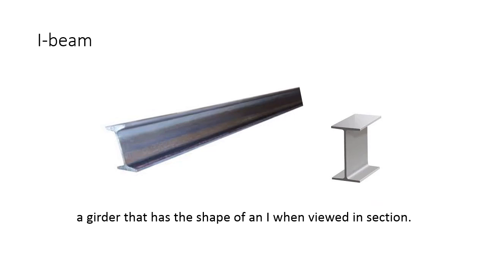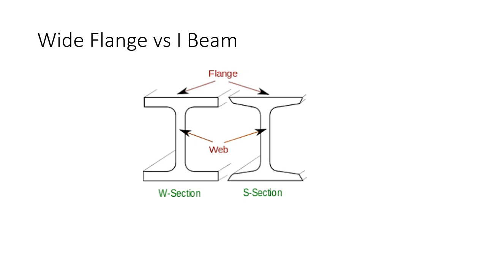Here's an I-beam. It's a girder that has the shape of an eye when viewed in the section view. So if you take a section view of it, if you look at it from the end, it looks like the letter I. Hence, it's an I-beam. When we're dealing with beams, we have two general types that we deal with. We have a wide flange and we've got an I-beam.